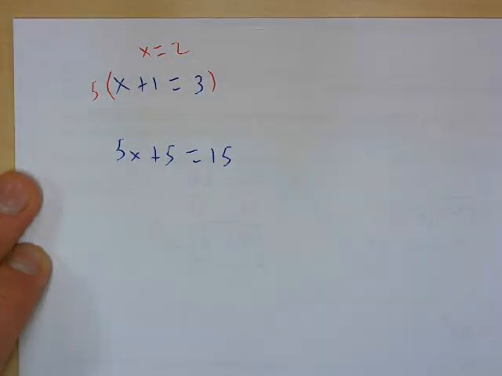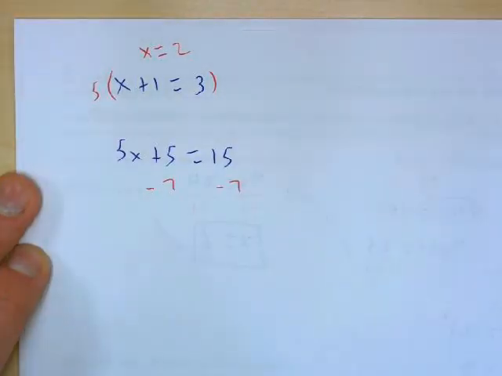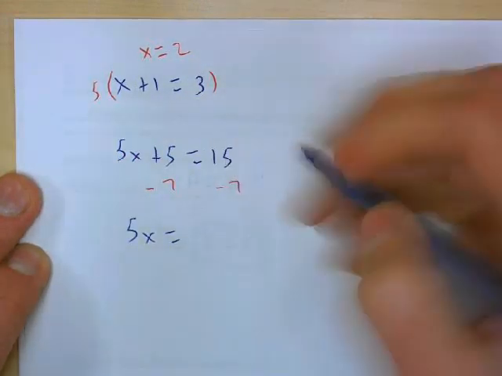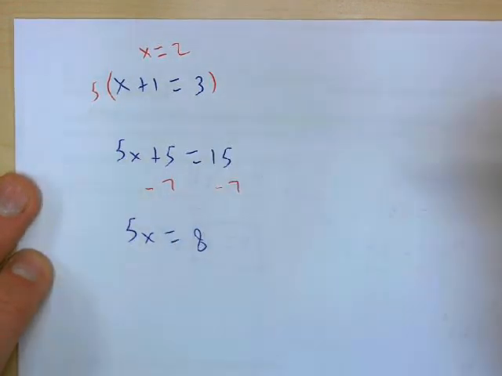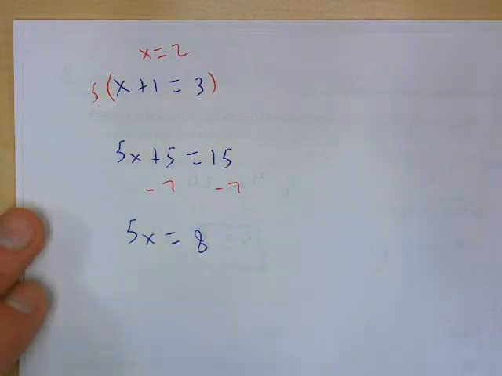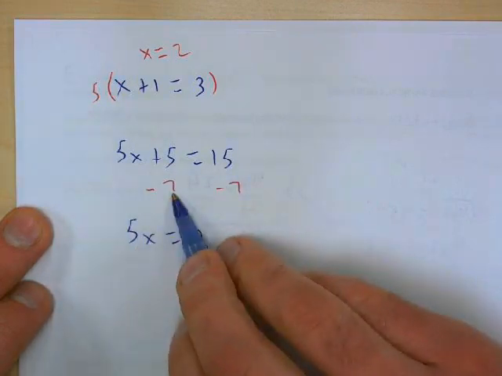X equals 2. Okay, can I subtract 7 from both sides? Minus 7, minus 7. And we get 5x equals 8. Okay, this one's actually going to work out a little bit funky. Yeah. Hold on a sec. Let me check my work. What do I do? Still 2. Subtract 7. Subtract 7.